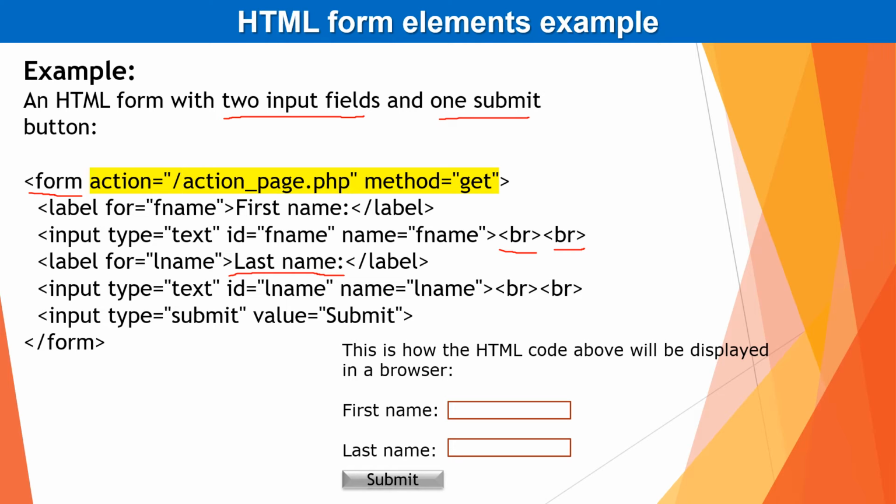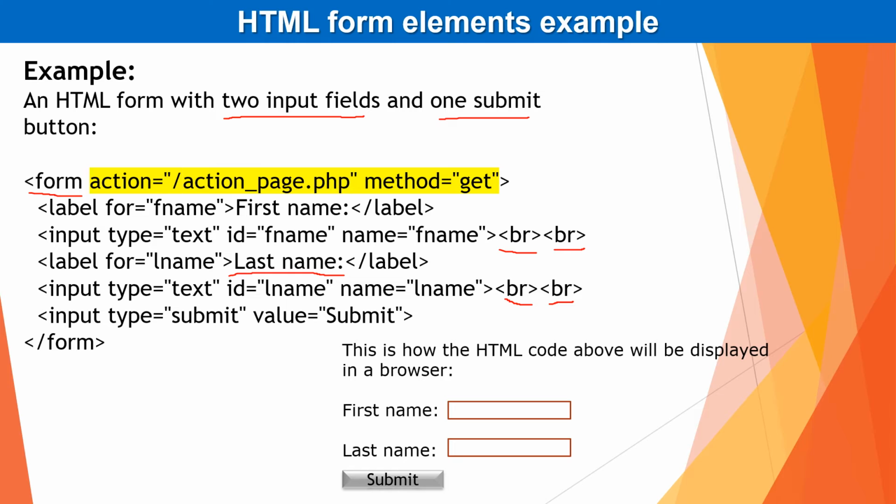Now the next form element is an input. Type is equal to text. So type is an attribute. Id is also an attribute. It gives lname, that is last name. The name of this element is lname, and again br and br, singular HTML elements, are given.